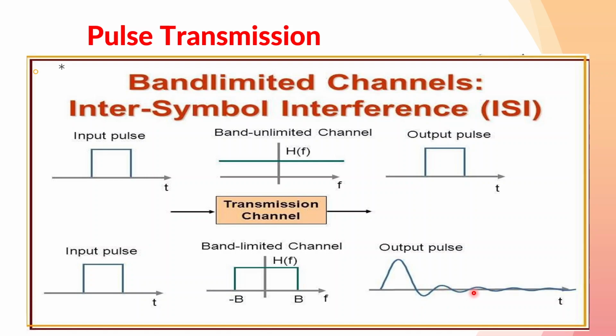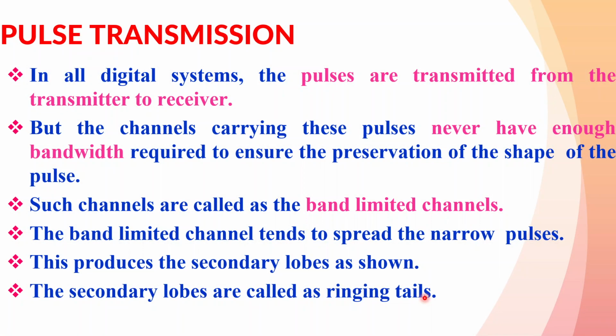Because of this dispersion, we get this point, which is called the secondary lobe. This secondary lobe will now interfere with the next subsequent transmitted pulse and creates some unwanted distortion. It is called intersymbol interference. Let us see what it is. In all digital systems the pulses are transmitted from the transmitter to the receiver, so here we are considering it as a pulse transmission system.